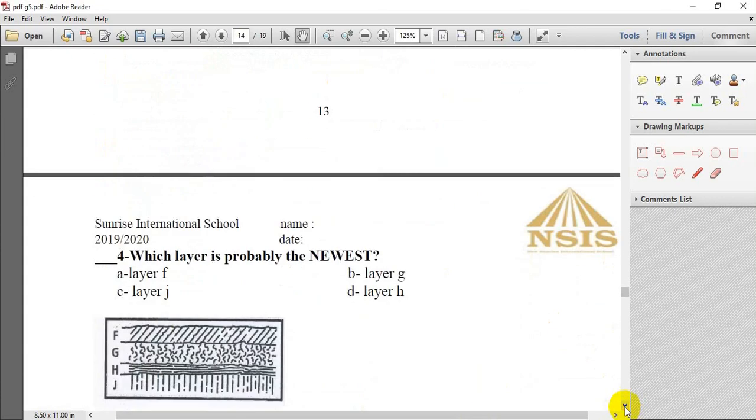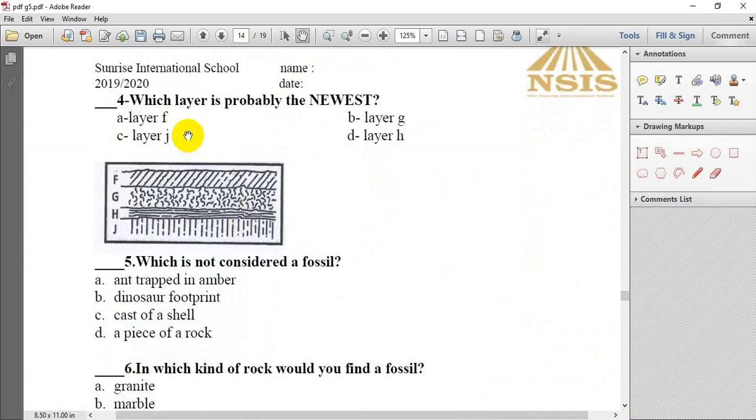Next page, question 4. Which layer is probably the newest? Let's say that here we have different layers of rocks: layer J, H, G, and F. In this question we need to know which layer is the newest one and which one formed most recently. The newest one will be on the top, because the lower layers formed over a long time, but letter F, the first layer here, didn't take that much time. So letter F is the newest layer because it's on the top. Any layer on the top is the newest. So we will choose letter F, and here will be letter A.